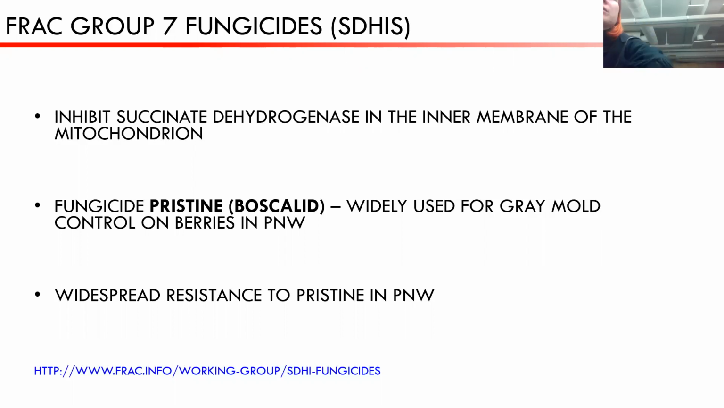One of the fungicides that belongs to this group is Pristine, with active ingredient boscalid. It is widely used for gray mold control in berries in the Pacific Northwest, and it has been used for many years after it was registered. We also know that there is widespread resistance to Pristine in Botrytis populations in the Pacific Northwest, developed because of pretty frequent usage of the chemical.